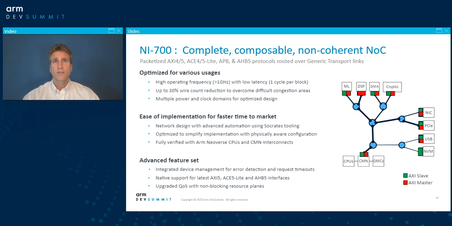The NI-700 is a tree or vine-like structure that can support many-to-many masters and slave endpoints of different widths and frequencies across several power and clock domains. And all this can be designed from a single canvas design tool.